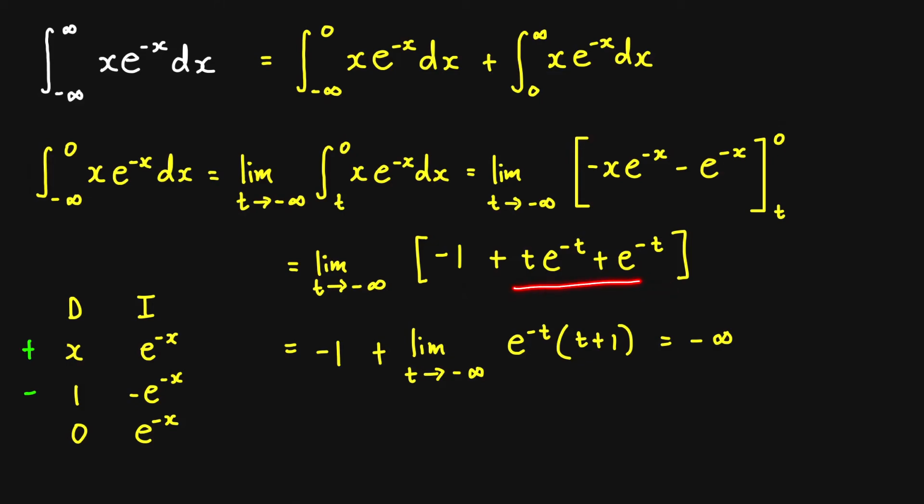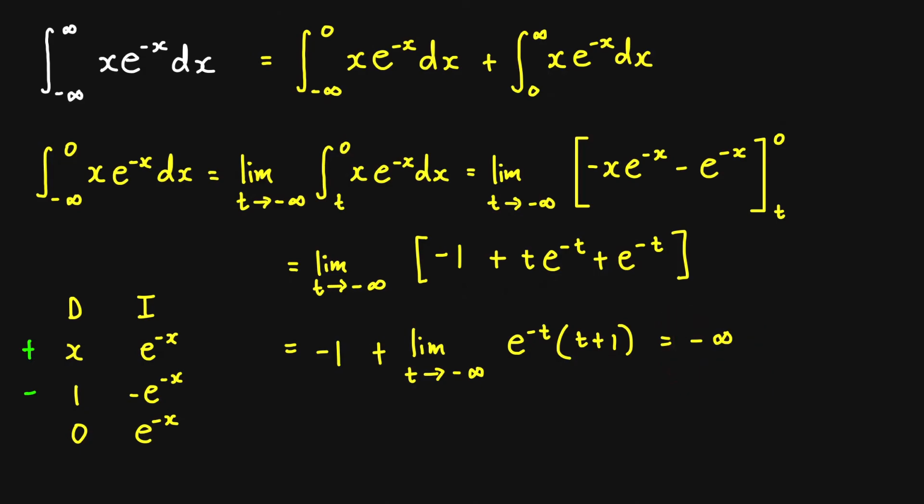Now, this sum here can be written as e raised to negative t times the quantity t plus 1. And as t approaches negative infinity, this is like e raised to infinity, which is a huge number. And then t plus 1 is a huge negative number. So a huge positive number times a huge negative number will give you a huge negative number. So even if you add that to negative 1, you still get a huge negative number. So the limit here is equal to negative infinity.